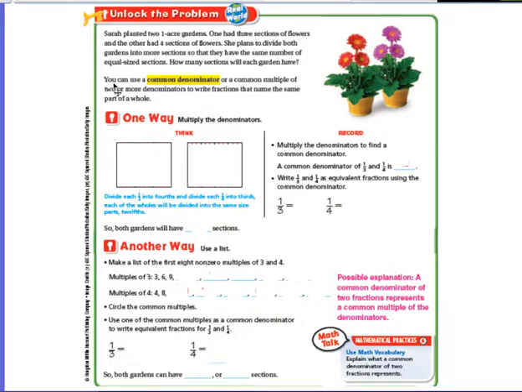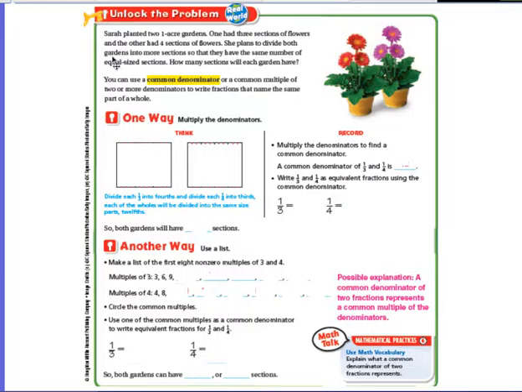So here's your common denominator. You can use a common denominator or a common multiple, 2 or more denominators to write fractions that name the same part of the whole. I'm going to give you both ways to make this work. The second way is the way that is less work once you get used to it. So first you have to divide each one.